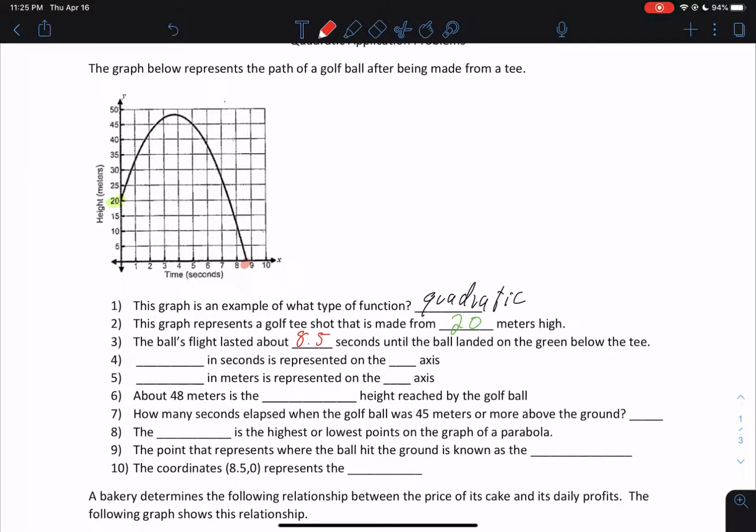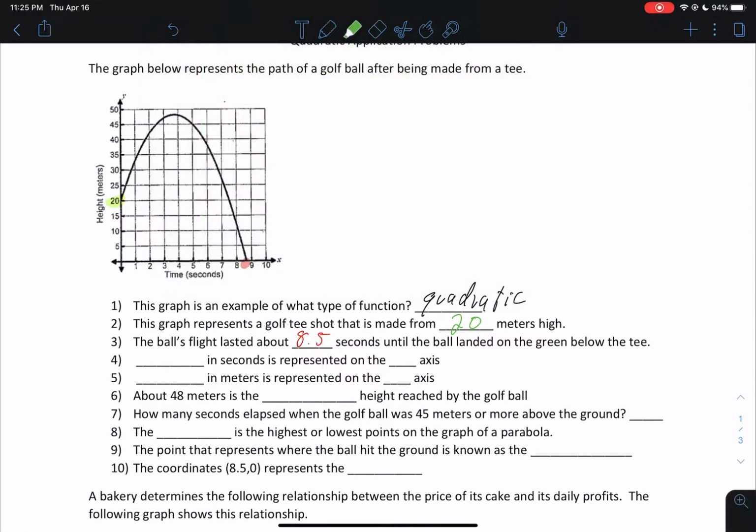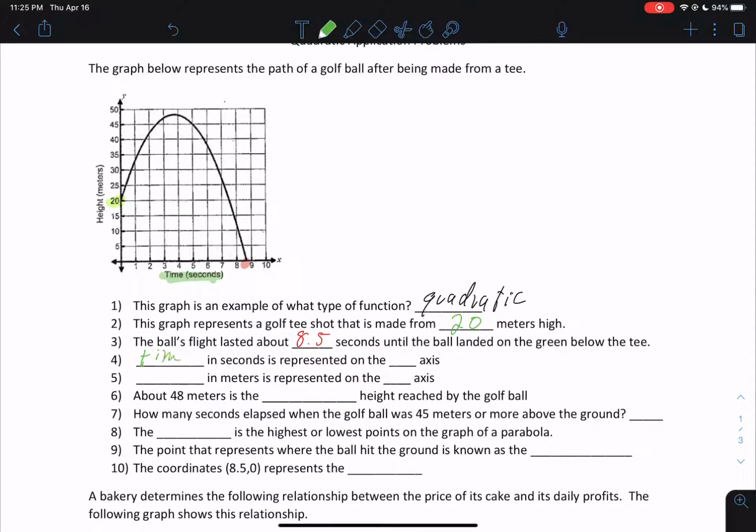Blank in seconds is represented on the, okay, so here we are talking about the axis. Time in seconds. Let's write here: time in seconds is represented on the x-axis, while height in meters is represented on the y-axis.